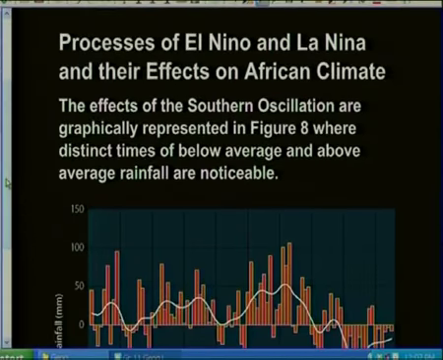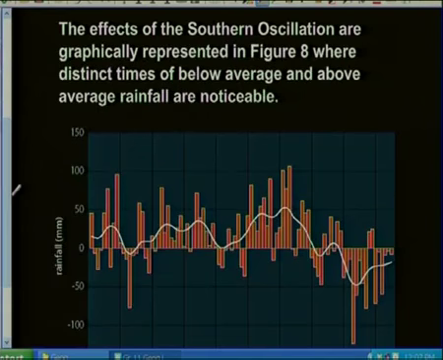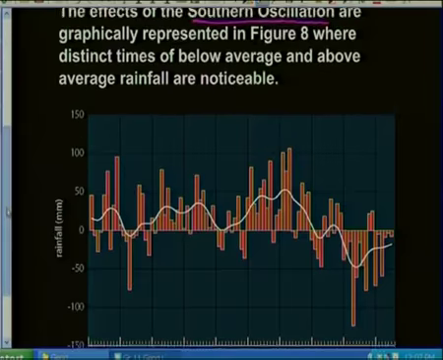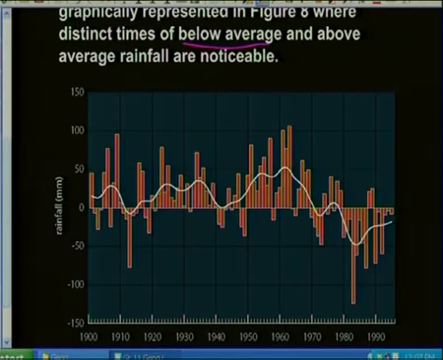If you look back at the historical records of our climate data, often our droughts are associated with an El Nino event, and we have less than normal rainfall or drought conditions occurring. If we have a look at our next slide over here, the processes of El Nino or La Nina as it's known over there, and the effects that it has on the African climate is as follows. The effects of the Southern Oscillation, this movement from La Nina to El Nino, are graphically represented in Figure 8, where distinct time periods of below average and above average rainfall patterns have been depicted.